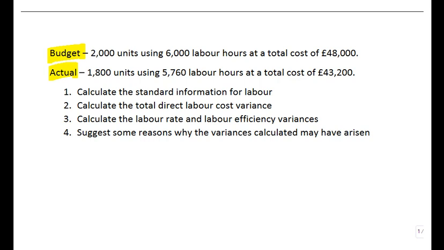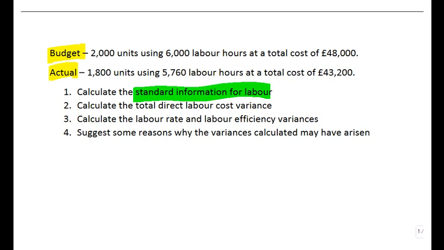Now you can see here we've got some budgeted and actual information relating to labour, and we're going to answer 4 parts to this question, starting with identifying some standard information for labour. Now standards are what we expect. I think of standards as targets that we're trying to achieve. If we beat the targets, we'll have a favourable variance. If we fall short of the targets, it'll be adverse.